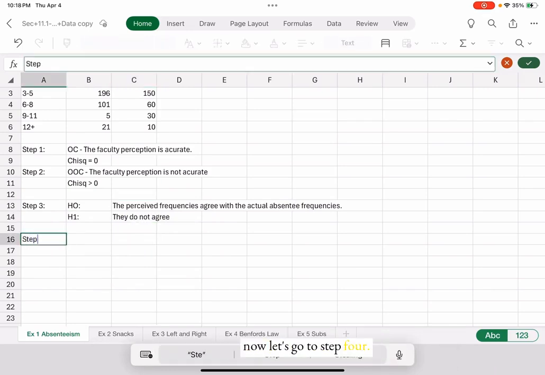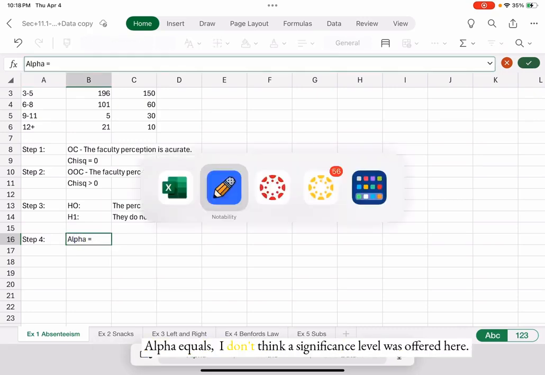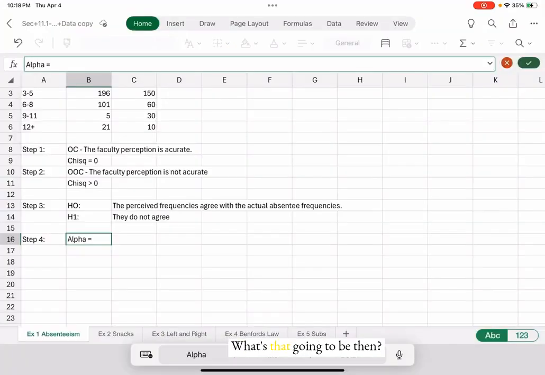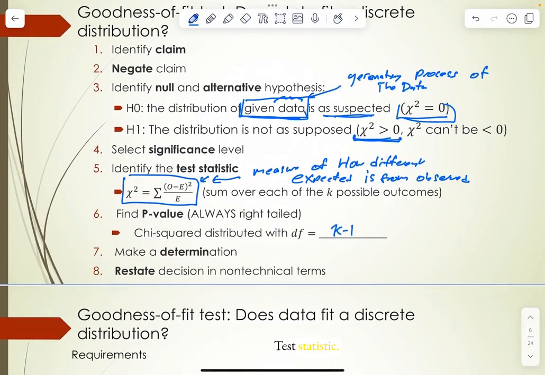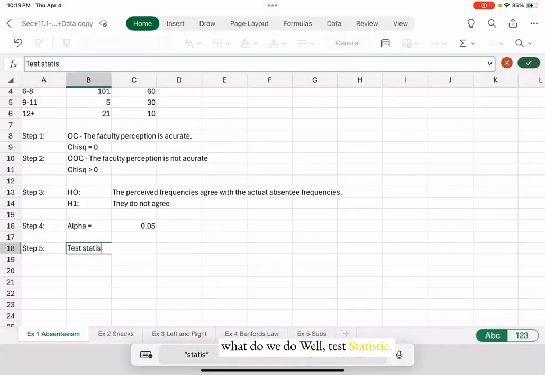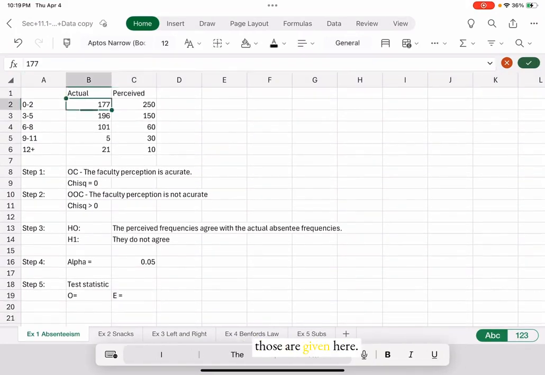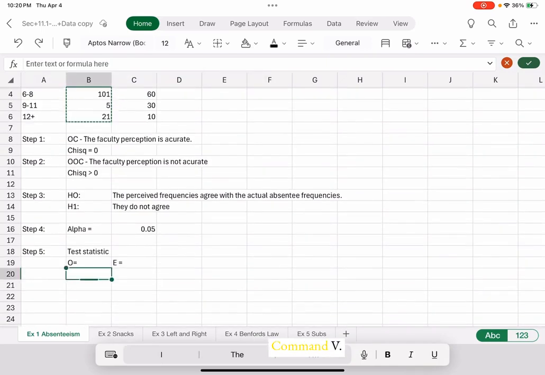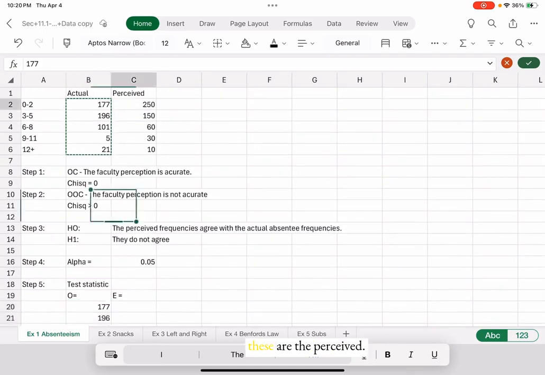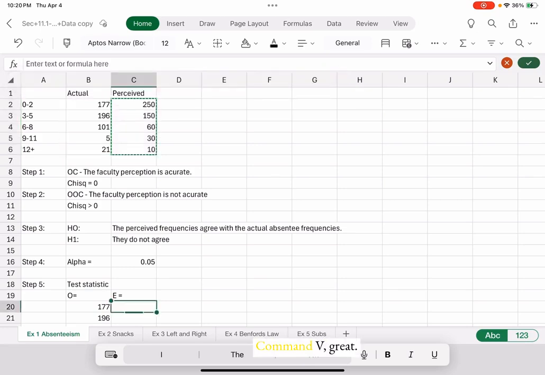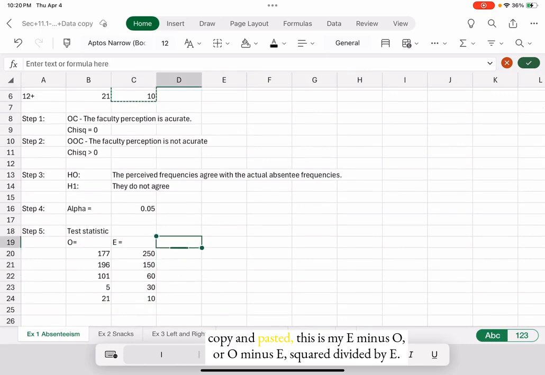Okay, now let's go to step 4. And this is going to be alpha, the significance level. I don't think a significance level was offered here. What's that going to be then? 0.05. Step 5, test statistic. I need observed and expected frequencies. Those are given here. See, Command C, Command V. Paste that. These are the perceived, expected. Command C, Command V. Great. Copied and pasted it.